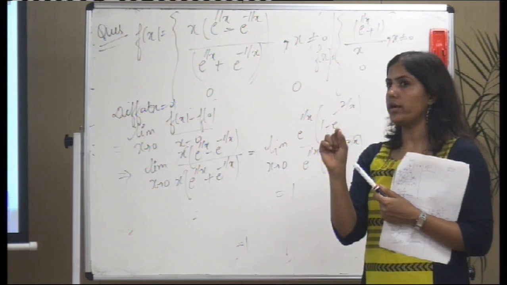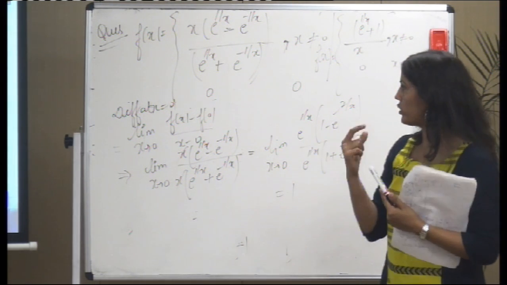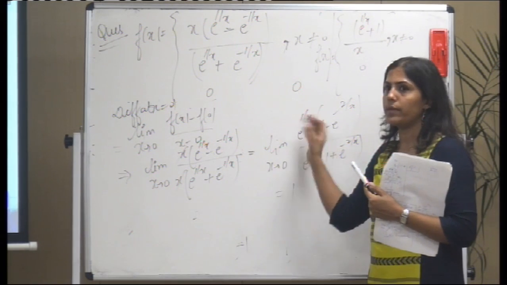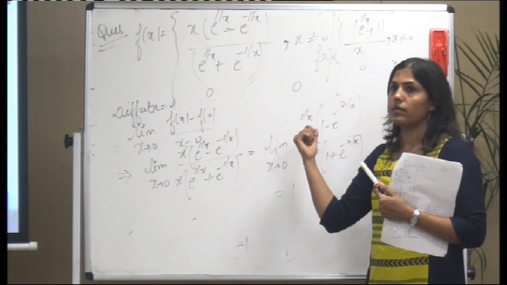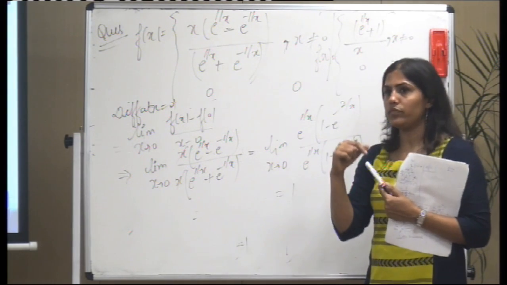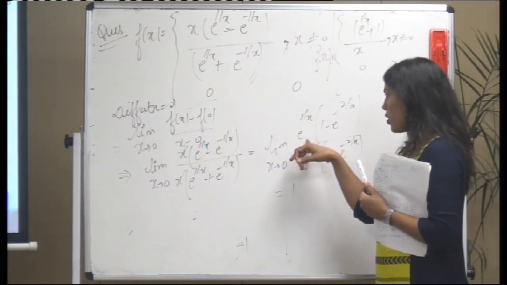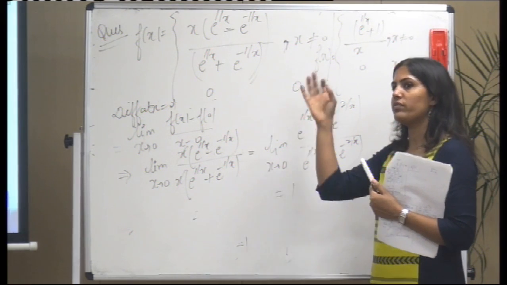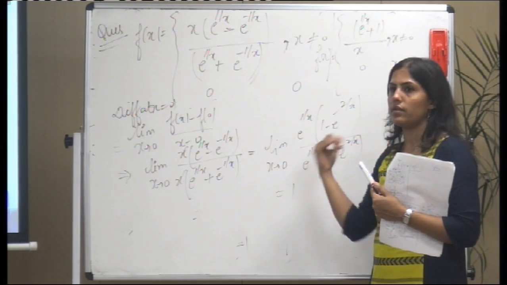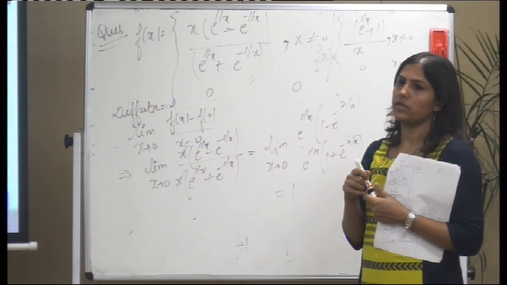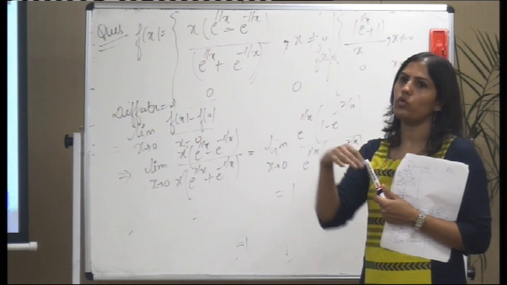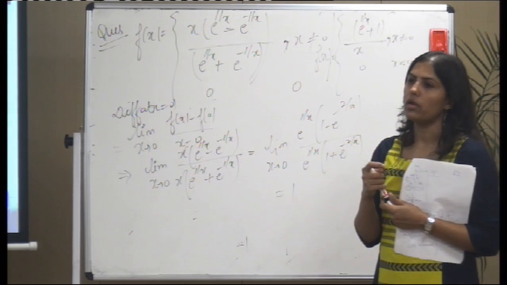So how are you doing it? Are you applying L'Hopital, or are you using this technique? Take out the infinity part. In infinity by infinity form, the best thing is to take out the infinity factor outside and then cancel it, and then it becomes simpler actually. This is the technique. Otherwise you can do it by L'Hopital, or apply another method also.